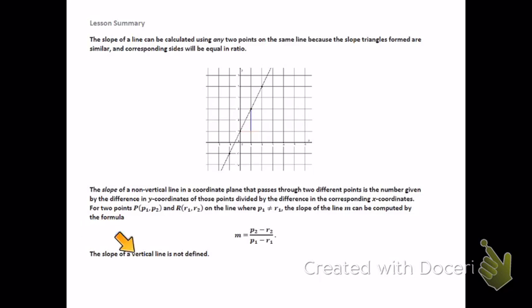And there's a statement here, the slope of a vertical line is not defined. Remember, for a horizontal line, we found that this ratio just ends up being 0 because the y-coordinates are the same. But if it's a vertical line, the x-coordinates are the same, and then you get this situation where you're dividing by 0, and we can't do that. That's undefined, and so the slope of a vertical line is not defined.